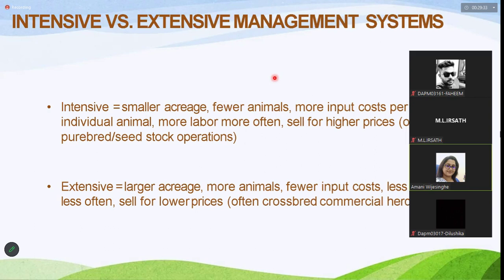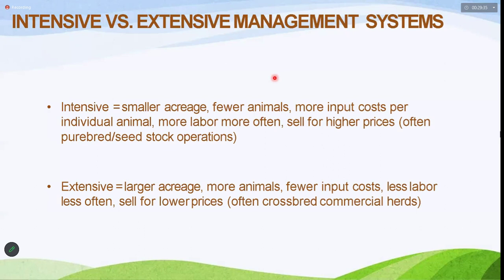Okay, so intensive, the smaller cage and the fewer animals. Okay, more inputs, cost per individual animal, more labor more often. Sell for the high prices.